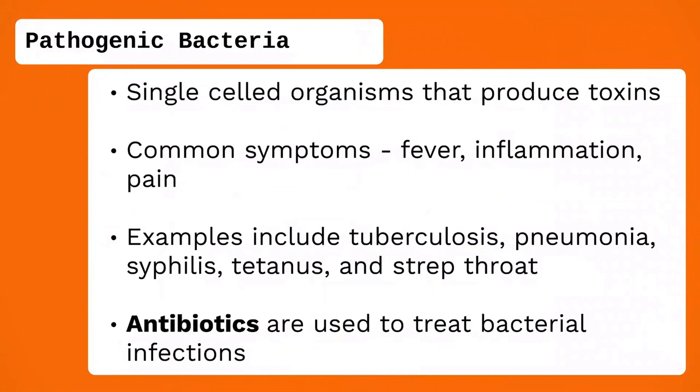Starting with our pathogenic bacteria, these are single-celled organisms that produce toxins. Common symptoms include fever, inflammation, and pain. Examples include tuberculosis, some kinds of pneumonia, syphilis, tetanus, and strep throat. And antibiotics are used to treat bacterial infections.